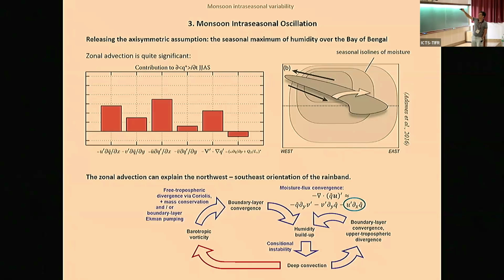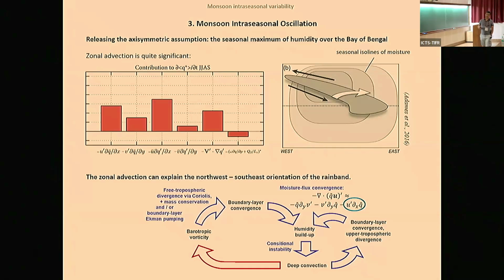And here you have the sum, essentially. So you have the product of the advection of the anomaly by the anomaly. And here you have the sum of the vertical advection and the condensation. And what we see here is that the zonal advections are quite significant.